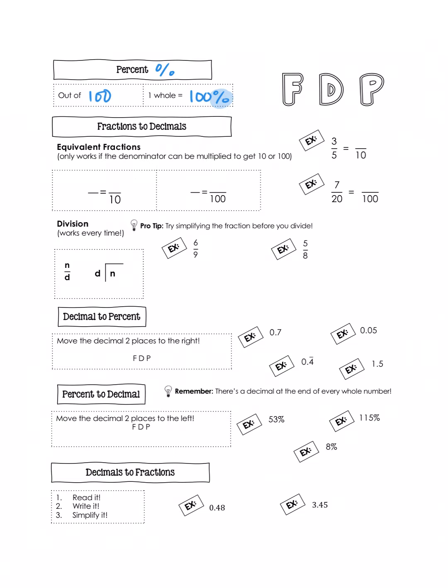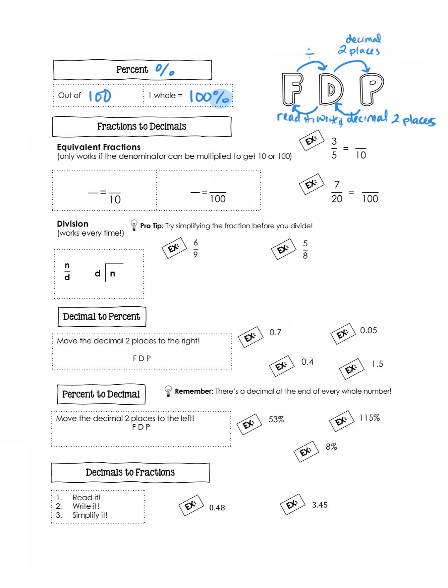So quick overview, fraction to decimal, divide. Decimal to percent, you move the decimal 2 places, that direction. Percent to decimal, you're going to move the decimal 2 places that direction, which would be the left. And then from decimal to fraction, you're going to just read it and write it.